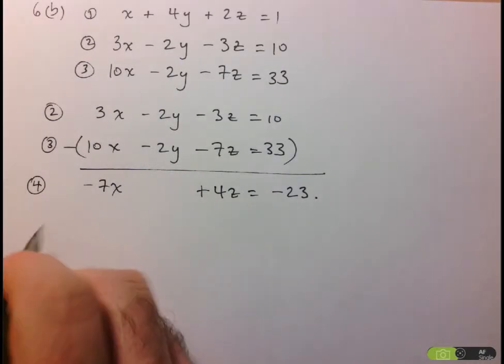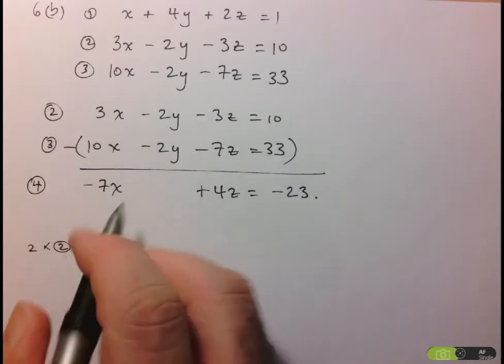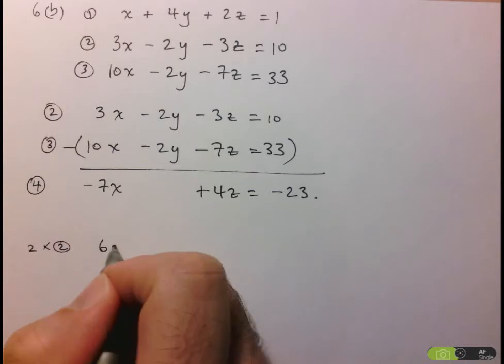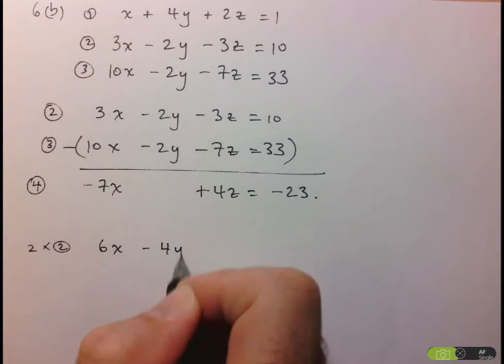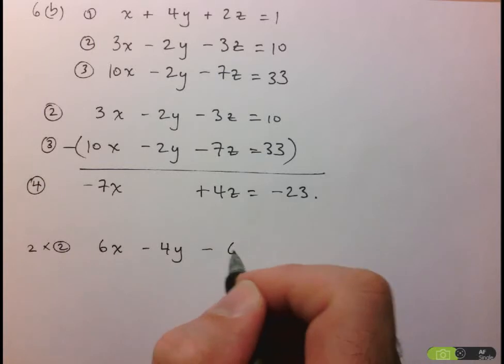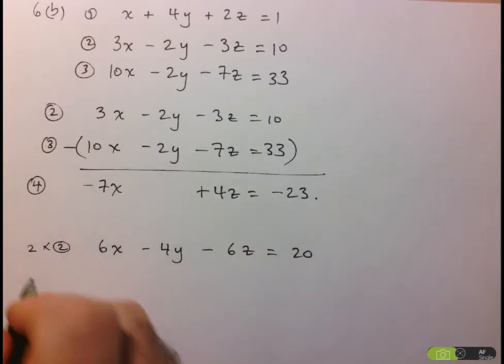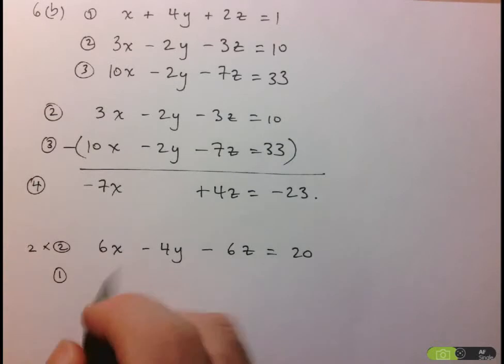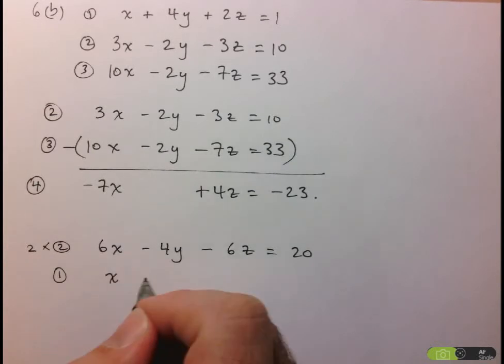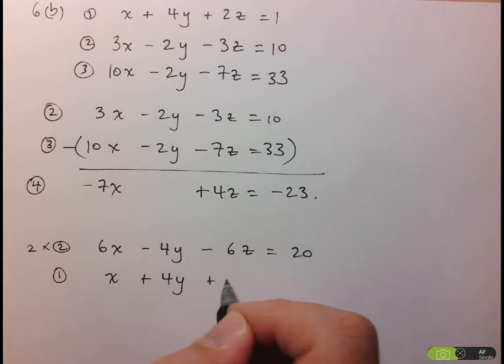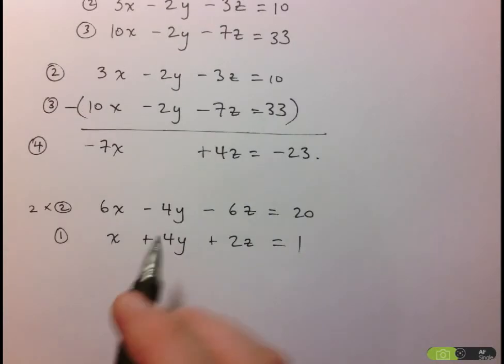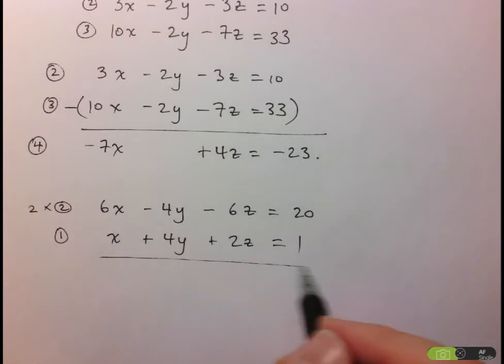So 2 times equation 2 gives us 6x minus 4y minus 6z equals 20. Okay, and then we'll take equation 1 as is. We have x plus 4y plus 2z equals 1. And so now we'll be able to eliminate the y's. Okay, so let's do that here.